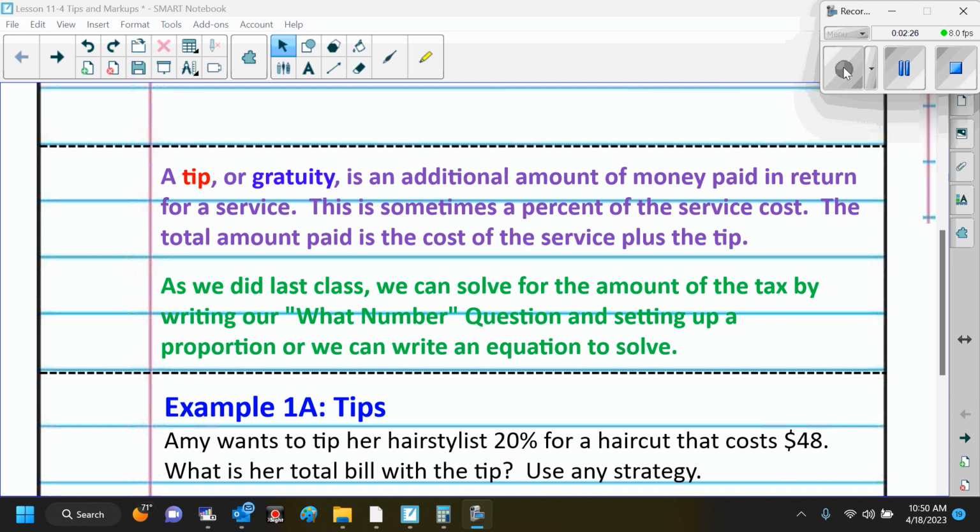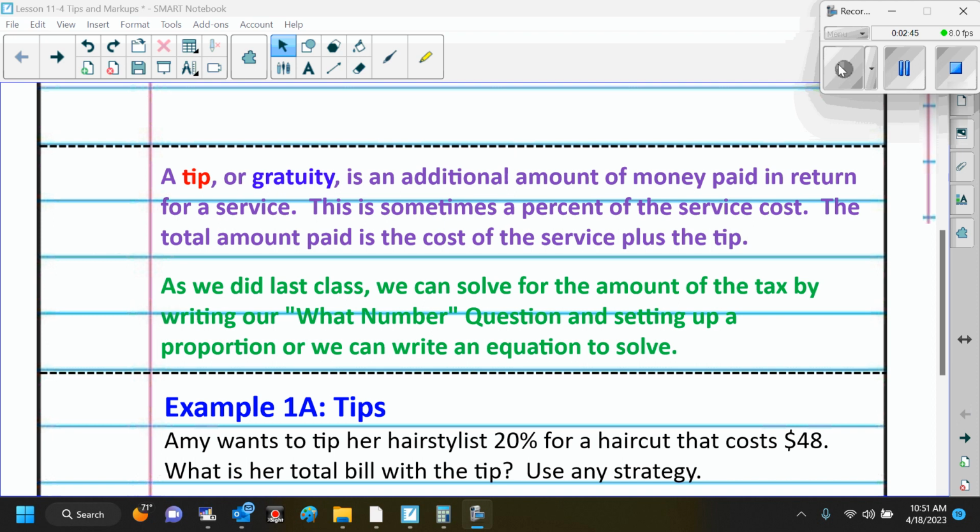So you know, when you go to a restaurant and you order a meal and the bill comes, it has a subtotal and then it has a line for tip. That's where you're figuring out a percentage of that subtotal to add to give to the wait staff, right?